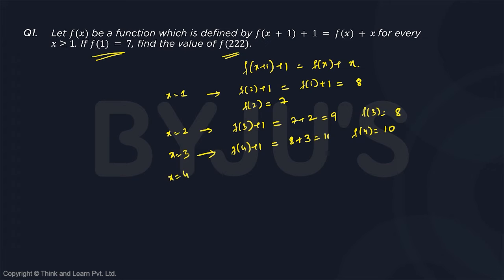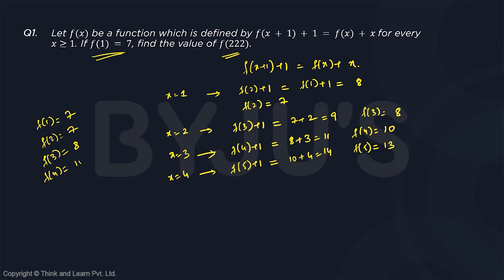Similarly, let's put one more to get the idea. So this gives you f of 5 plus 1 is equal to f of 4, f of 4 is 10, plus x, x is 4, which is 14. So f of 5 will be equal to 13. So look at the pattern you're getting. f of 1 is equal to 7, then you are getting f of 2 also equal to 7. f of 3 is equal to 8, f of 4 is equal to 10, f of 5 is equal to 13. So here the difference is 0, the difference here is 1, the difference here is 2, the difference here is 3. So you can see the pattern.